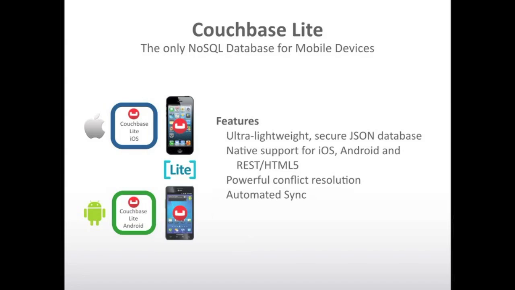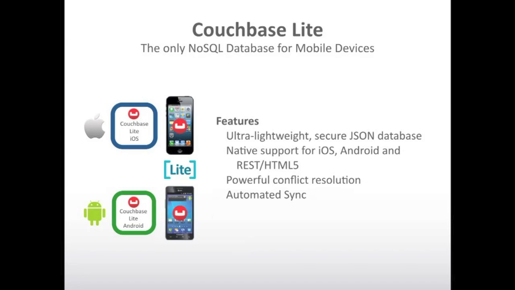So this is an ultra lightweight, secure JSON database. You're working with JSON locally on your device, so it's your own little Couchbase database on the device. We have native support for iOS and Android. We have the conflict resolution, we have automated sync, and all those things are bundled in the Couchbase Lite. You can still work with it without the sync gateway. If you just want JSON storage locally, you can of course just work with it as a database on your mobile device. So that's one of the beauties of Couchbase Lite, that it can be connected or not connected, and you can use it either way.